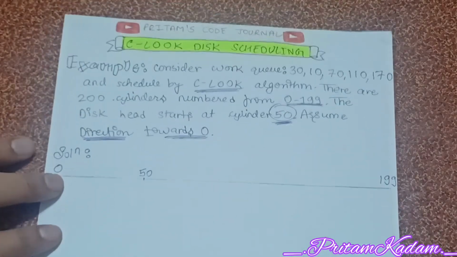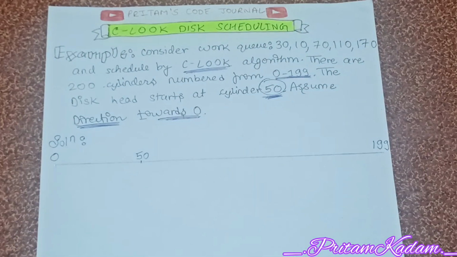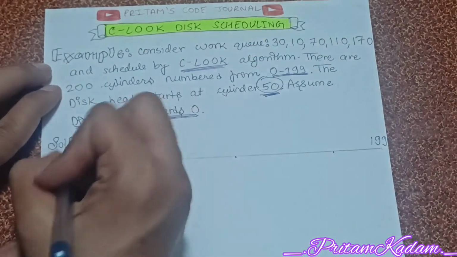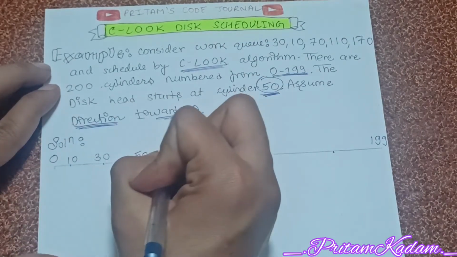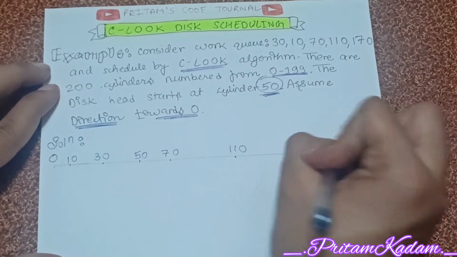We also have to denote all these requests that we have in the work queue, so let us mark them on the number line first of all. So we have 10, then 30, then over here 70, then 110 and 170.